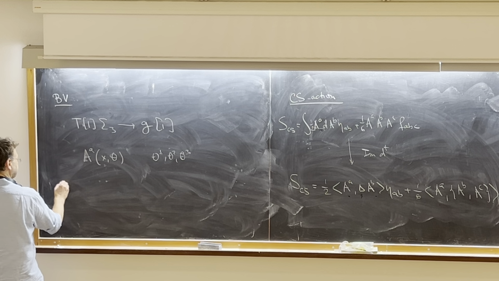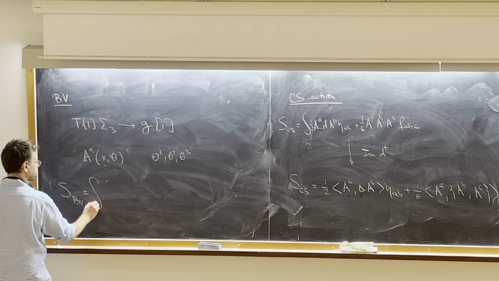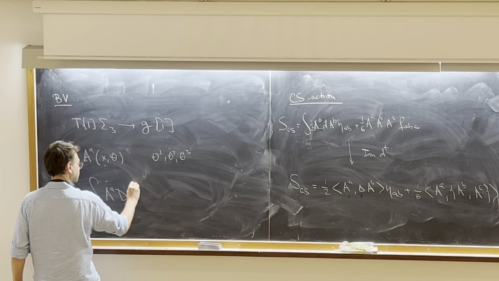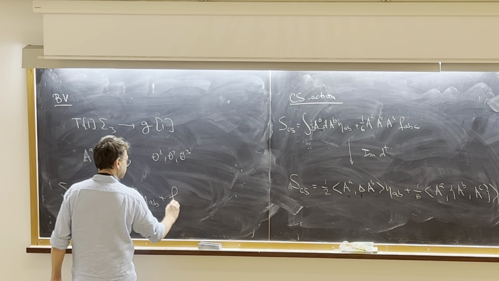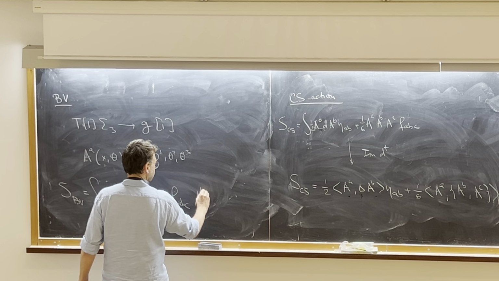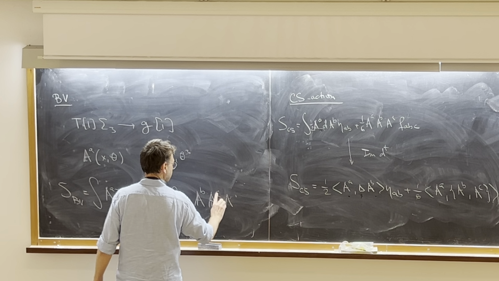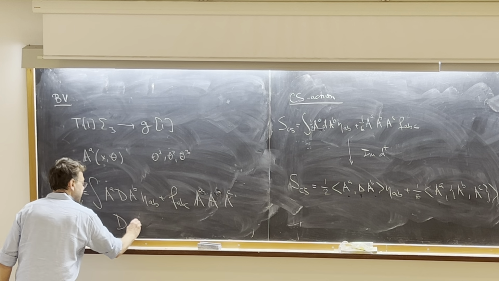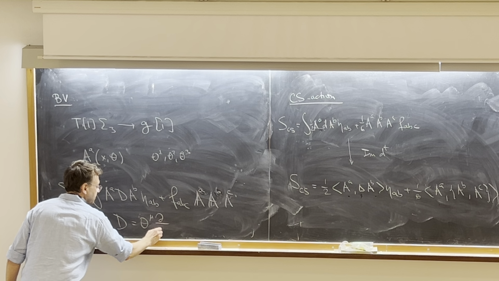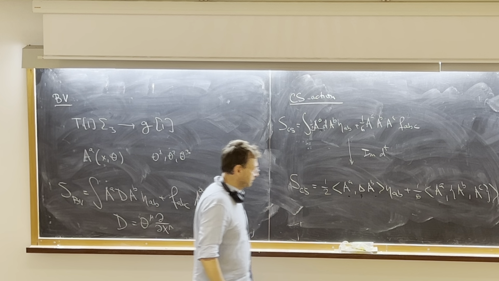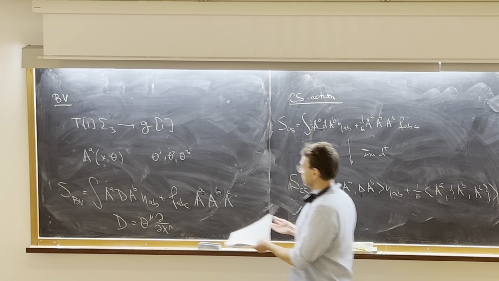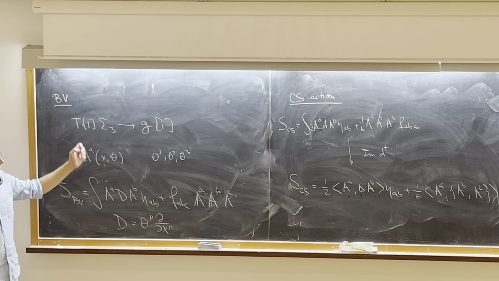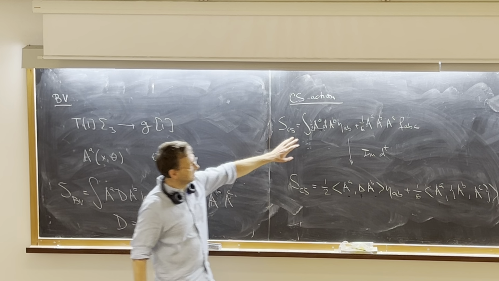So there is this BV extension of Chern-Simons, which can be written as follows: A, D, A, B, eta A, B plus f of A, B, C, A, C, A, B, C. So D is just the de Rham differential, but in superfields it's just this operation. If you take this section and restrict to one-forms, this is what's called the physical field, and it goes exactly here.